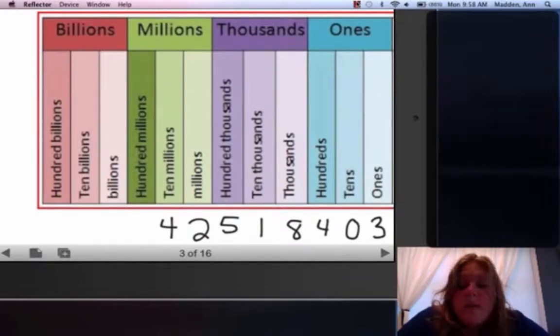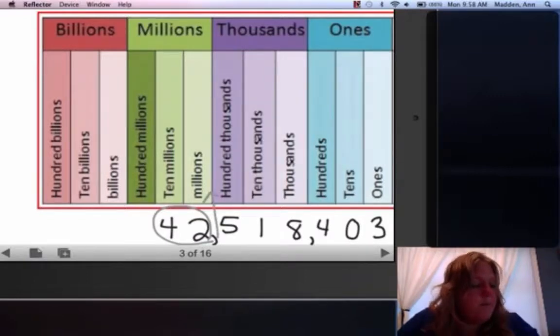Now I'm going to erase this, and I'm going to write down another number. What I need to remember is I need to add my commas. 1, 2, 3, comma. 1, 2, 3, comma. In order to read this number, I have to remember those commas. My first thing that I see here is 42. So what I say is 42, and then I just ended the millions period, so I say million. 42 million.